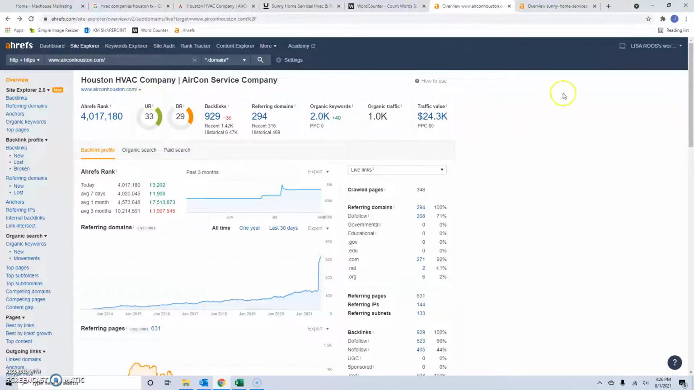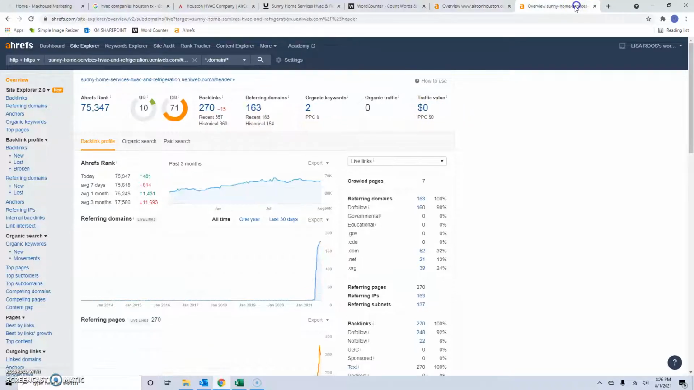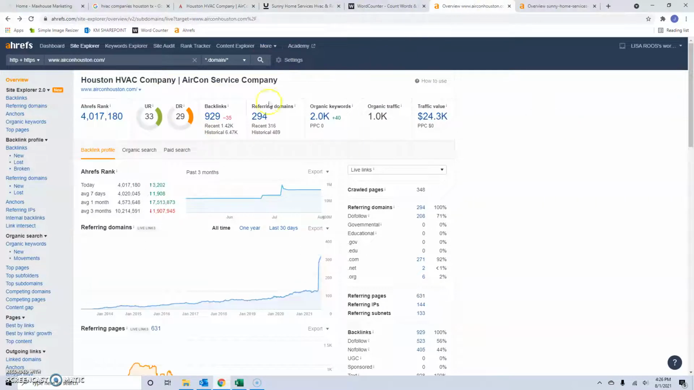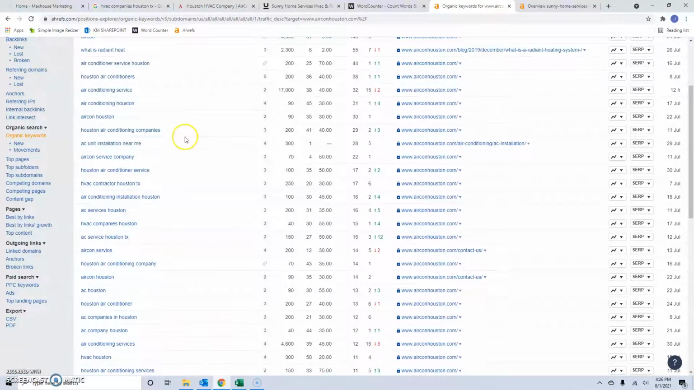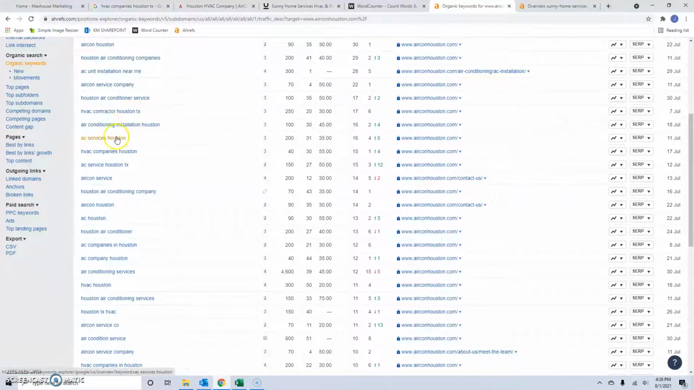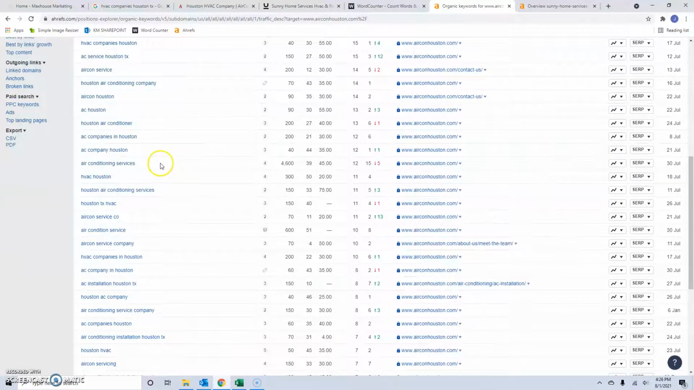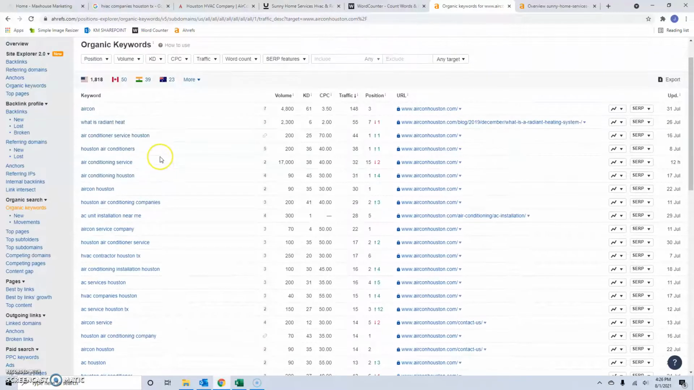I just want you to take a brief glance at theirs and what they look like in Ahrefs, and then I want to show you yours. So there's quite a discrepancy, but of course there's room for improvement. So I'm going to go ahead and take a look at their keywords. HVAC contractor Houston, Texas, AC services Houston, AC services Houston, Texas. So those are all good ones. Of course, there's so many surrounding towns that you could capture if you were willing to service them.